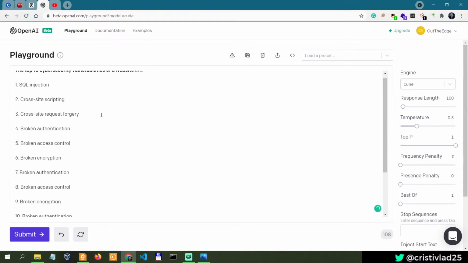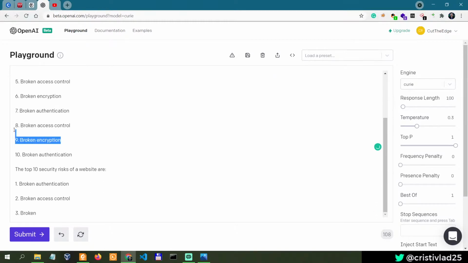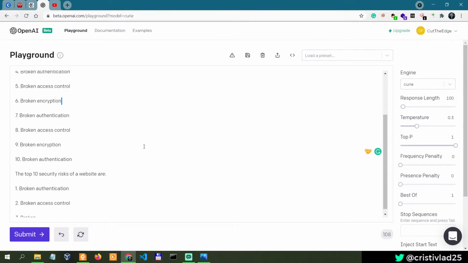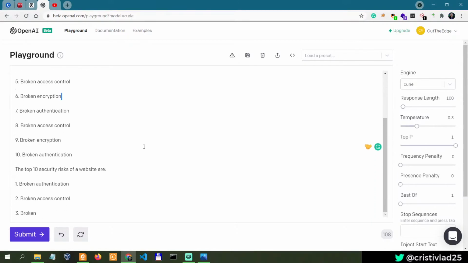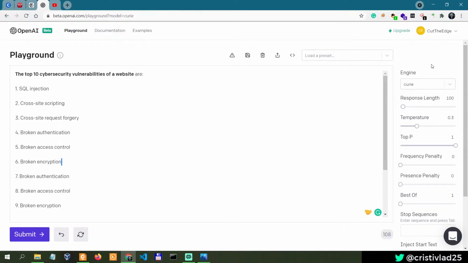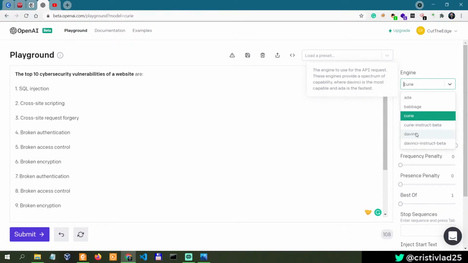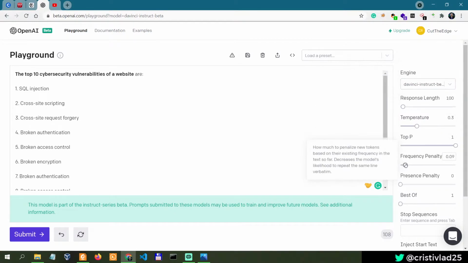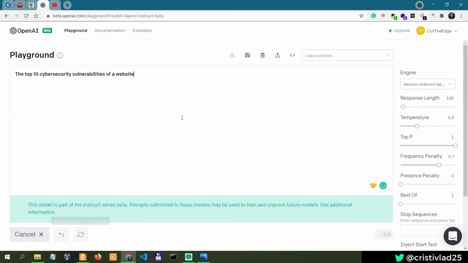We can see some of the same thing with repetitions. Now, what if we do DaVinci instruct beta and we penalize the model for repetition with 0.7? We should see fewer repetitions in this case.